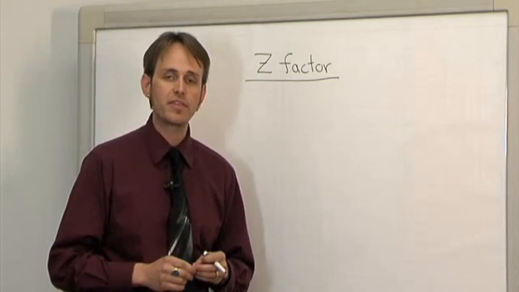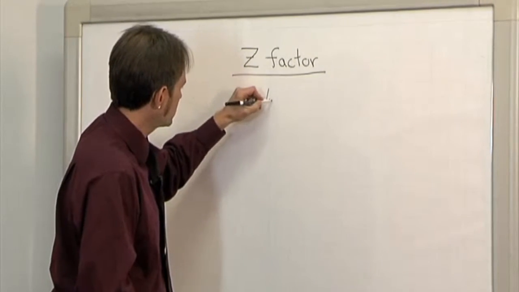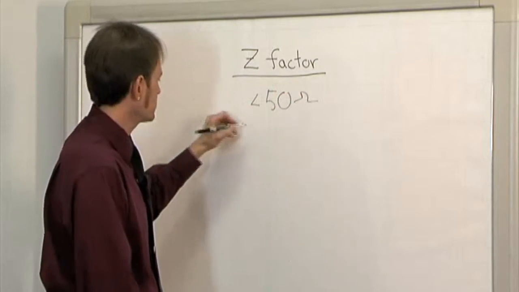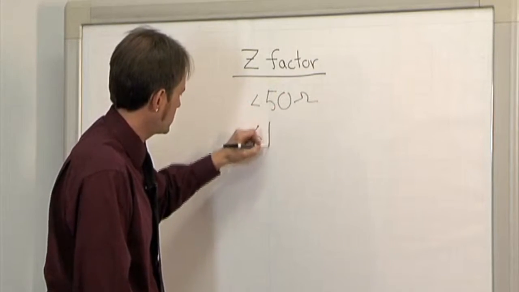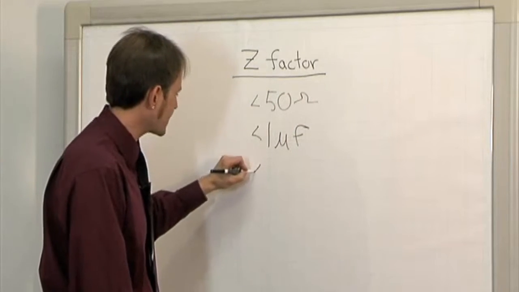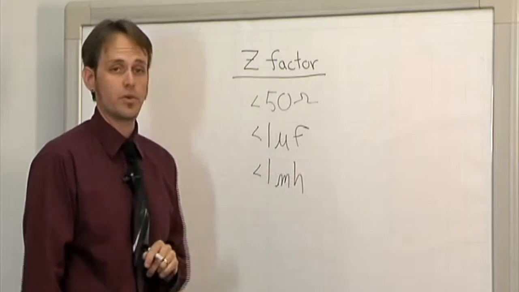This is determined by three electrical factors. One is the wire resistance, less than 50 ohms. The second is its capacitance, 1 microfarad. Lastly is the inductance, less than 1 millihenry.